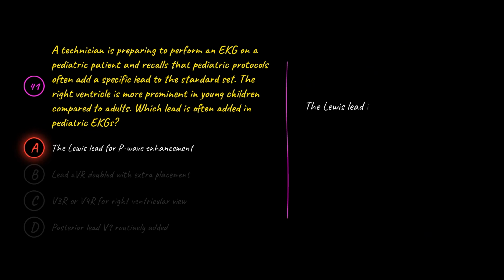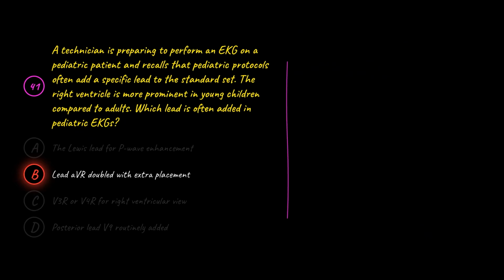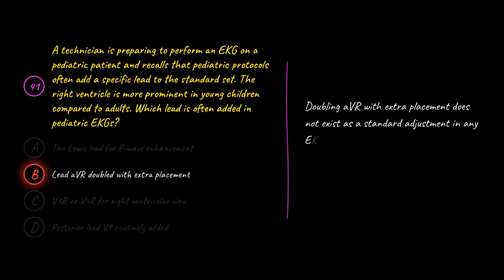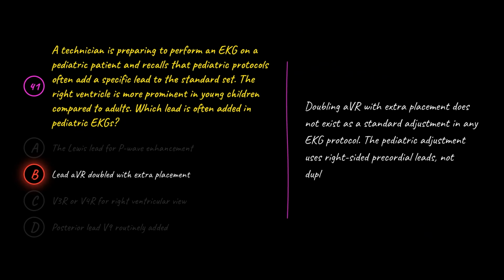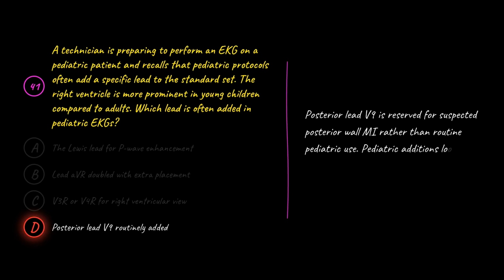A is wrong because the Lewis lead is used to enhance P-wave visibility in adults with suspected atrial arrhythmias, not as a routine pediatric addition. Pediatric protocols address ventricular evaluation rather than atrial enhancement. B is wrong because doubling AVR with extra placement does not exist as a standard adjustment in any EKG protocol. The pediatric adjustment uses right-sided precordial leads, not duplicated augmented leads. D is wrong because posterior lead V9 is reserved for suspected posterior wall MI rather than routine pediatric use. Pediatric additions look at the right ventricle, not the posterior wall.